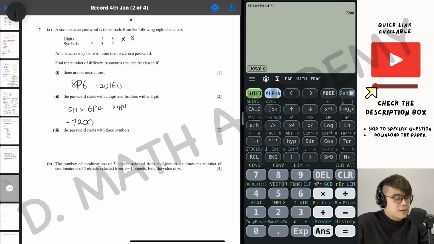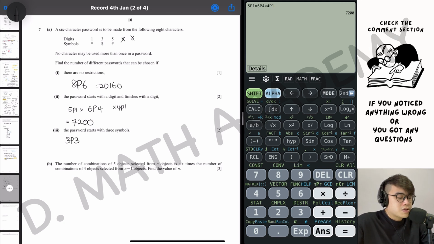In section 3, the password starts with 3 symbols, which means all 3 were being used, and the rest of the 3 can be any of the digits here. So 5P3 to represent that. 3P3 times 5P3. So your final answer should be 360 for this. Pretty straightforward, quite easy so far.